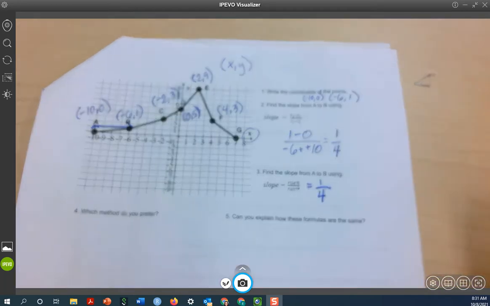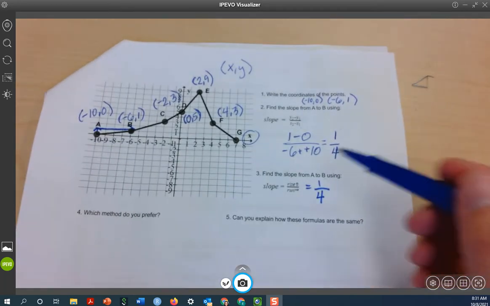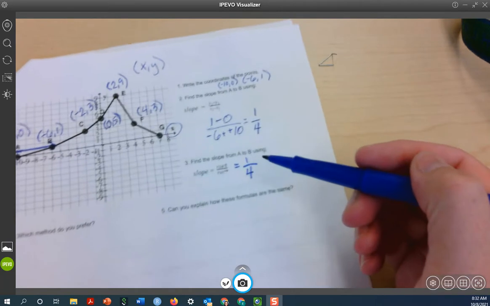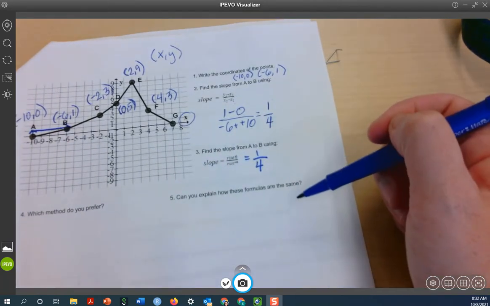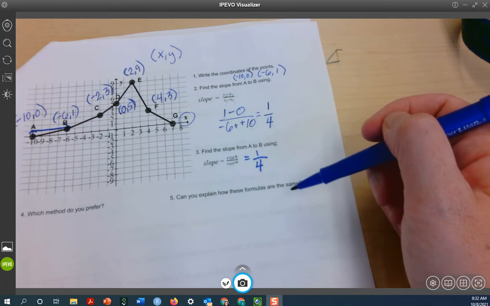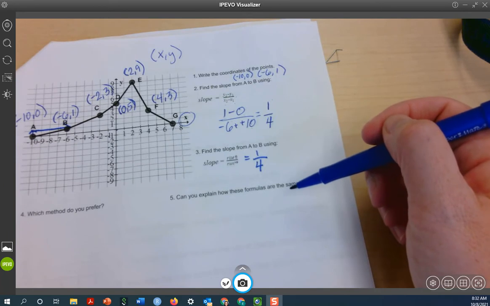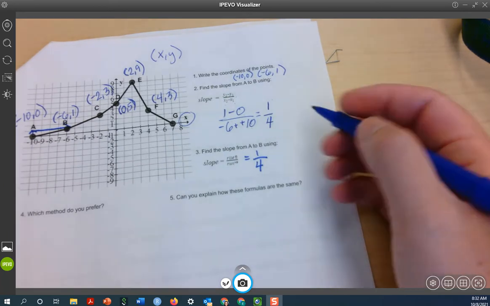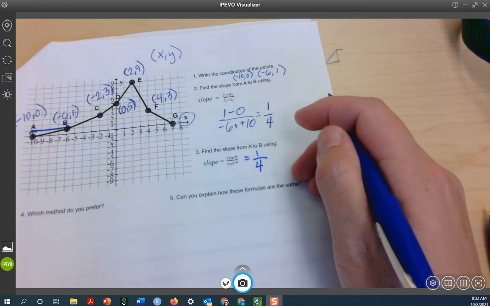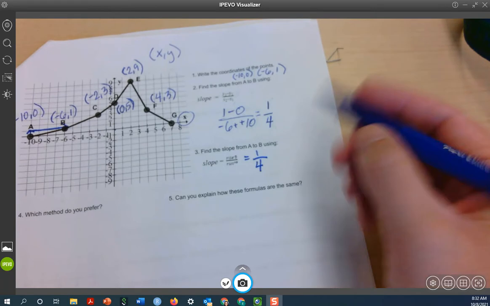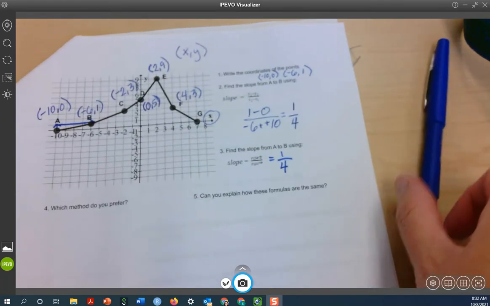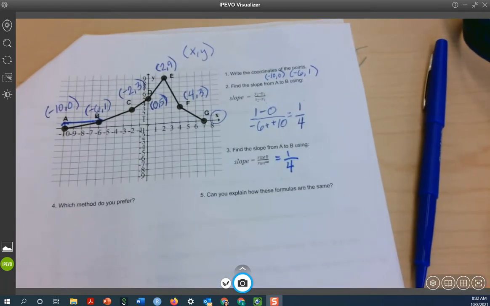So 4 is which method do you prefer? Do you prefer the formula, or the rise over run? And 5 is a thinking question. And I'm going to give you some time to think about that. These aren't like crazy different formulas. They're actually doing the same thing. So if you have some insight as to how these formulas are the same, I'd like you to add that there. So the first one's easy. Which one do you prefer? And then how are these formulas the same? So I want you to take a minute and put your thoughts down on that. And you can share with a neighbor if you want.